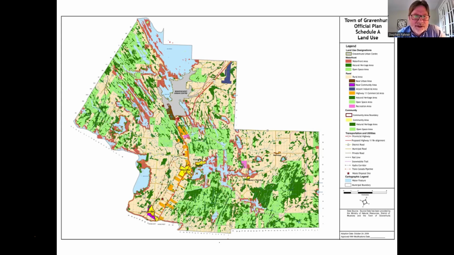So in the case of the Town of Gravenhurst, we have the waterfront area shown as the brownish, reddish brown area. The flesh-colored area is the rural area. Green is open space. Dark green is going to be natural heritage areas. So this again is a normal schedule you'd find attached to an official plan.